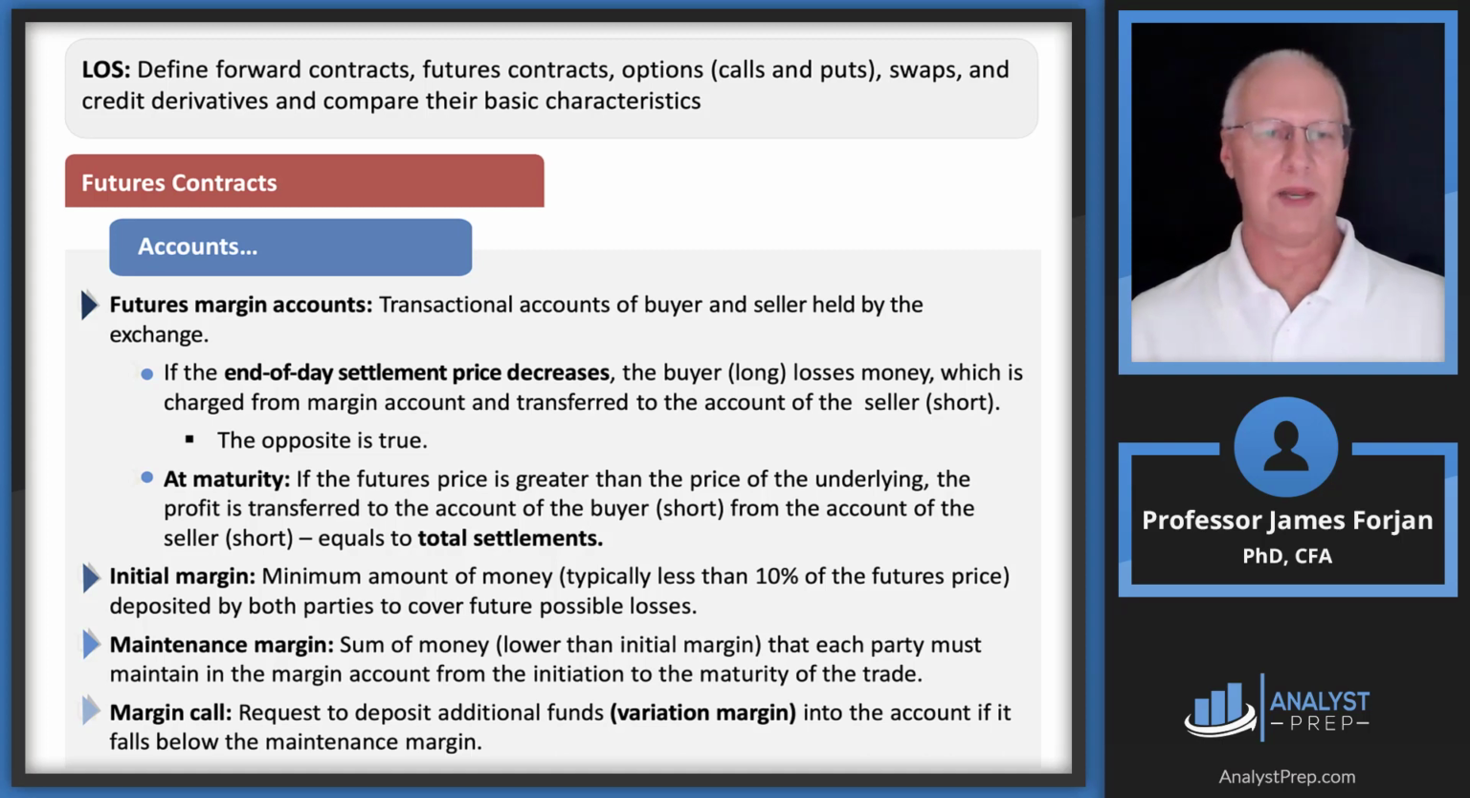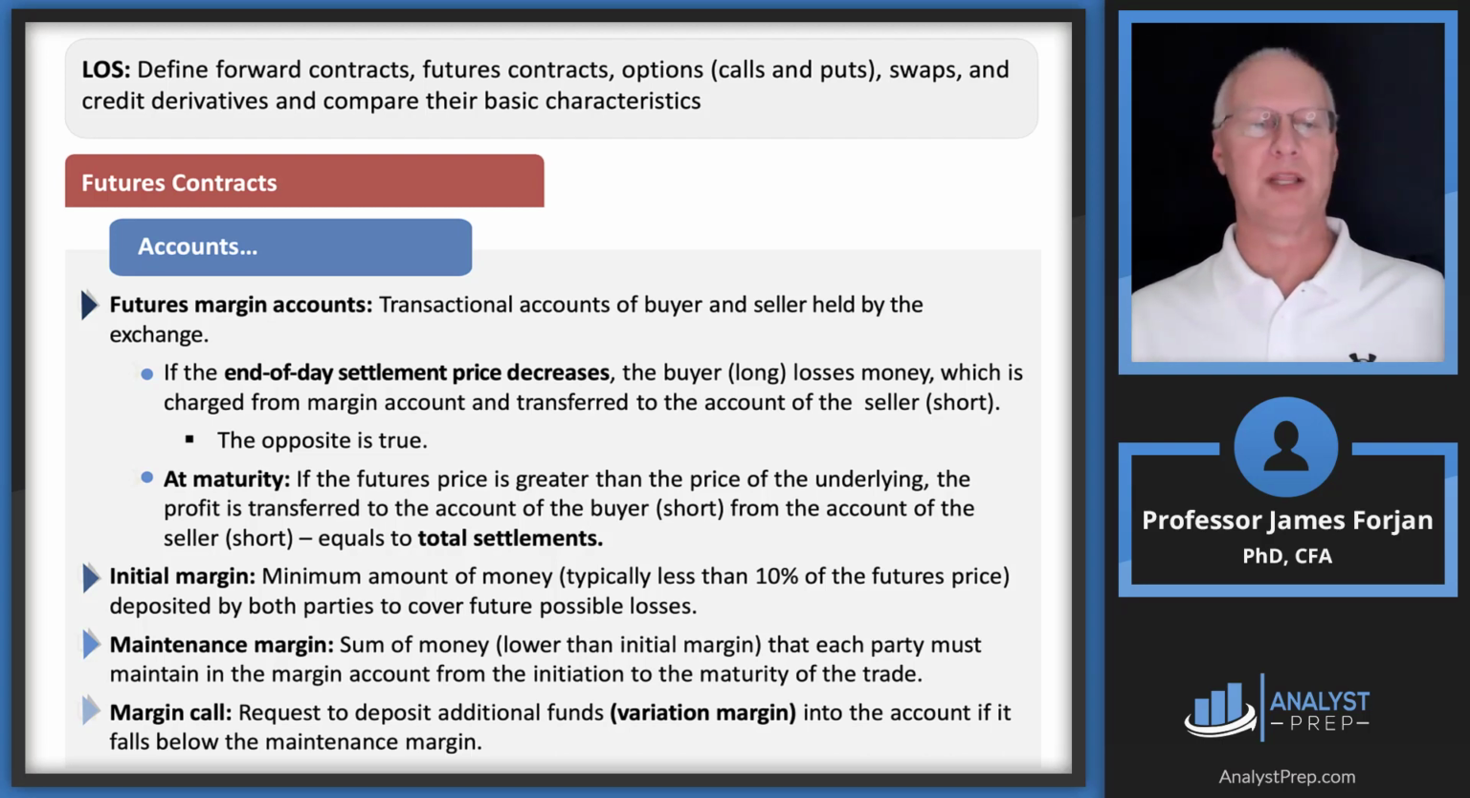All right, so let's go ahead and make sure you understand some of these definitions before we work through a pretty cool example. All right, so we have this, skip down to the bottom first. We have an initial margin. So both parties are going to post this initial margin. It's probably less than 10% of the futures price, deposited by both parties to cover future possible losses. Okay. So let's just suppose for some reason that margin is $100.